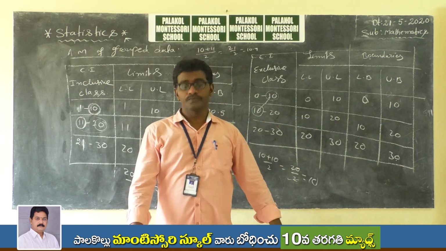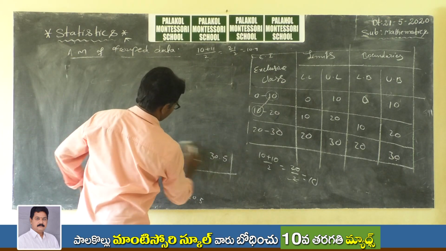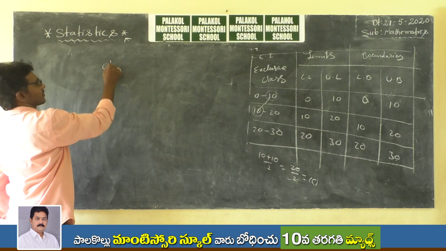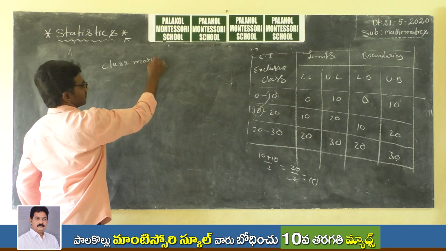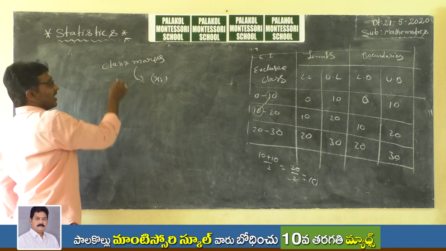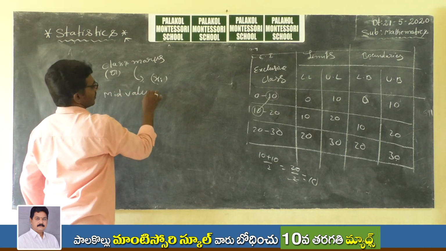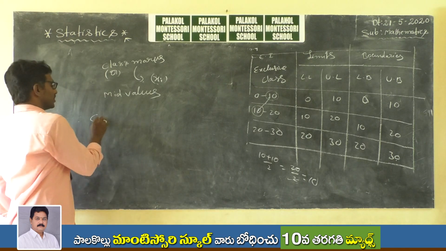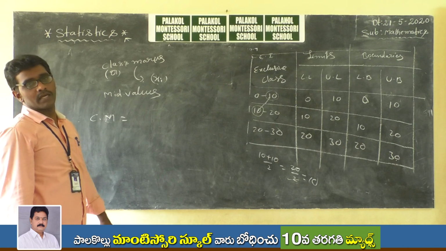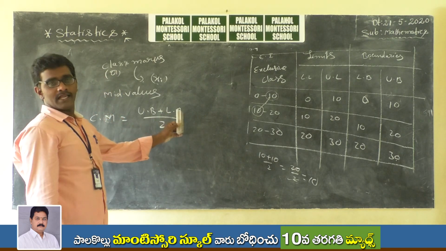Okay guys, next one, class marks. Class mark is simply represented by xi. Another name is midpoint, or mid value. How do we measure the class mark? It is the average of the upper boundary and lower boundary. So UB plus LB by 2.